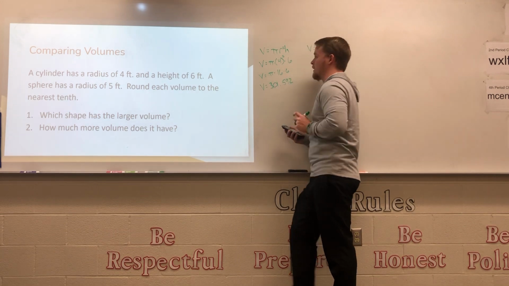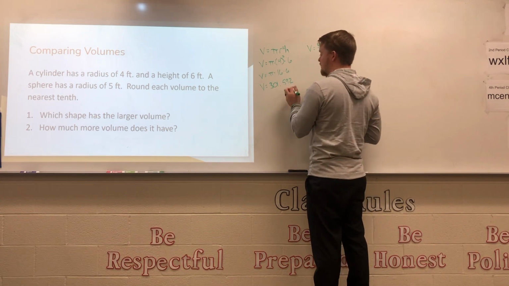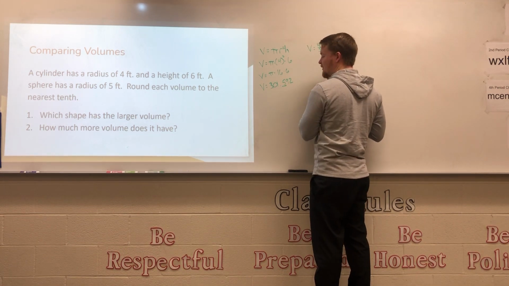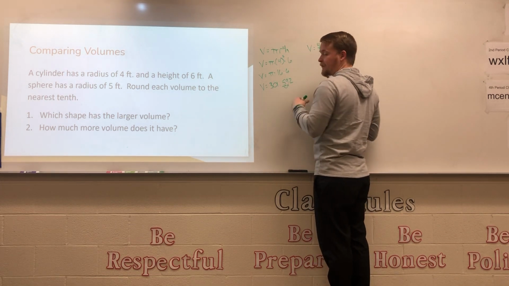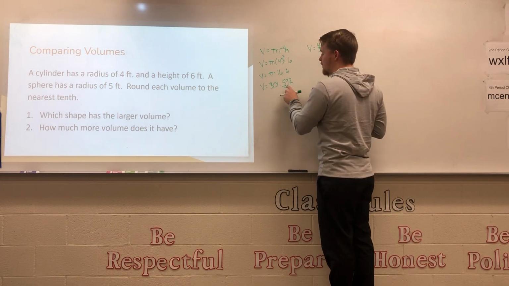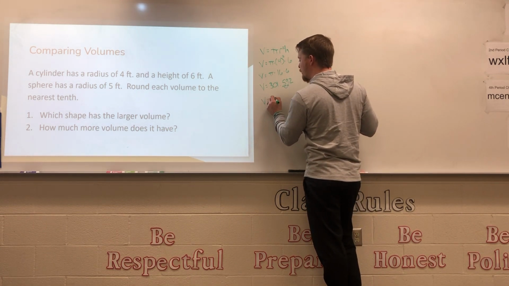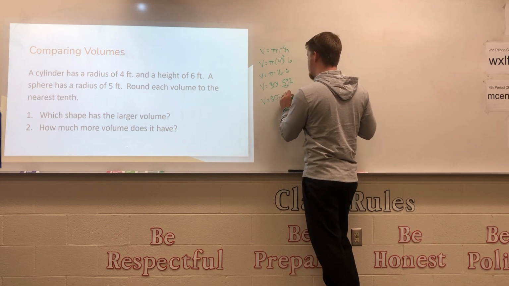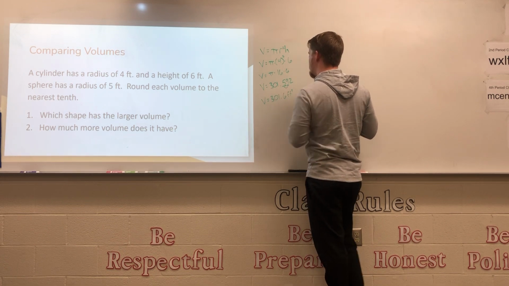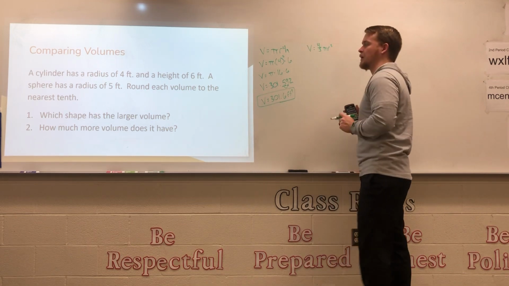301.592. They tell us to round each volume to the nearest tenth. So I'm going to round this to the nearest tenth. 5 is in the tenth spot. So I look at the number behind it, which is 9. 9 is 5 or higher, so I round up. So 5 rounds up to 6. So V will equal 301.6 feet cubed. So there's my volume of my cylinder.